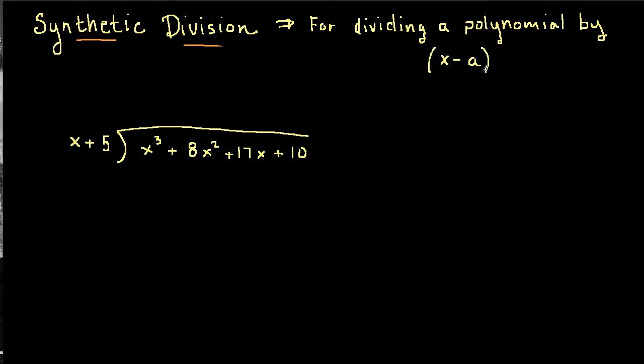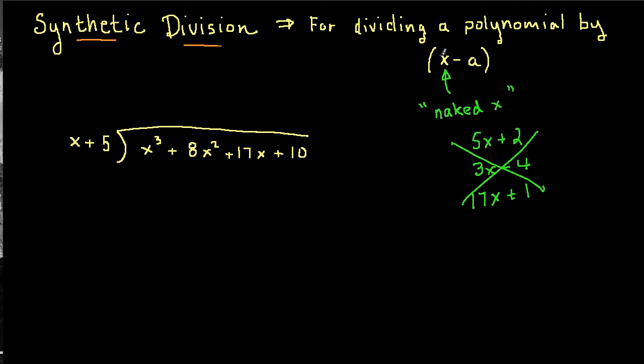The thing that you're dividing into your polynomial, over here it's x plus 5, has to have what I call a naked x. It can't be a 2x, it can't be a 3x, it can't be a 5x, it has to be a naked x. That's very important, or the whole process won't work. So you can't be dividing in 5x plus 2, 3x minus 4, or 17x plus 1. None of these will work. It has to be just like a 1 there, which we don't bother writing, remember?